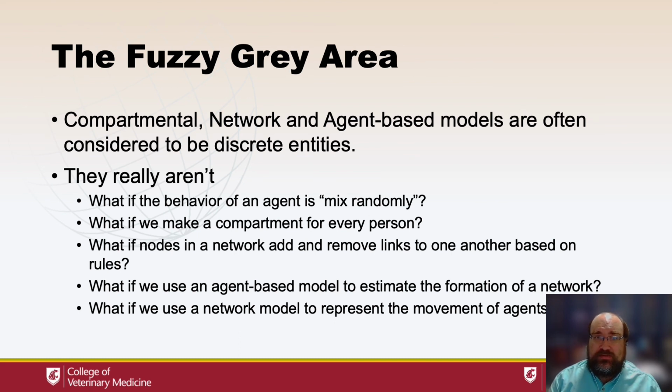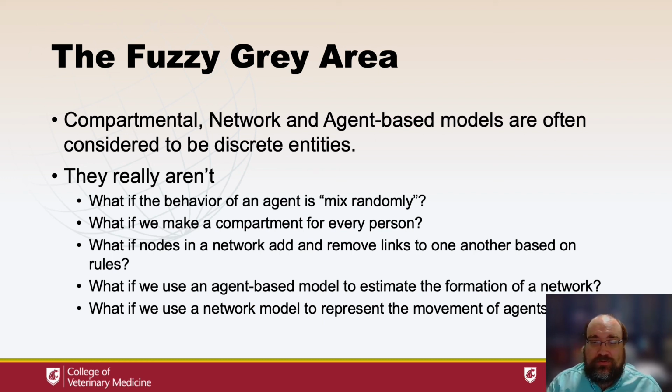So these are often presented as very, very distinct models. Oh, are you working on a network model or an agent-based model? But they really aren't. There's a fuzzy gray area at the boundary of all of these. So for example, what if the behavior of an agent is mixed randomly? That becomes sort of a compartmental model. What if we make a compartment for every person? That becomes sort of a very strange network model. What if the nodes in a network add and remove links to each other based on rules? What if we use an agent-based model to estimate the formation of a network?